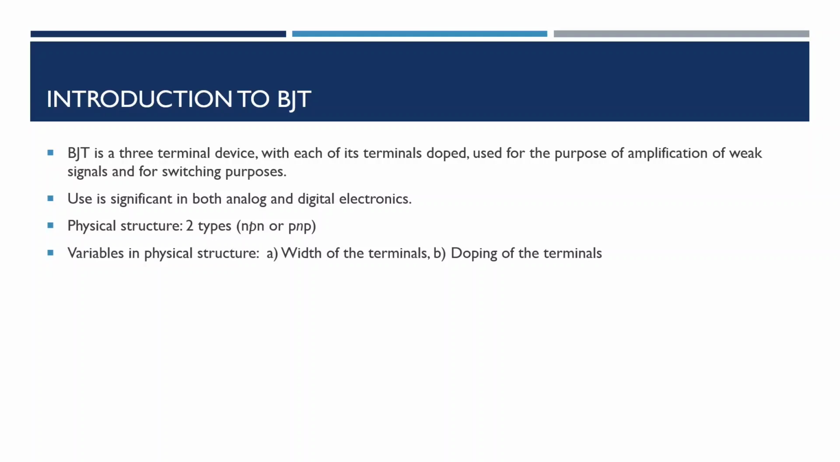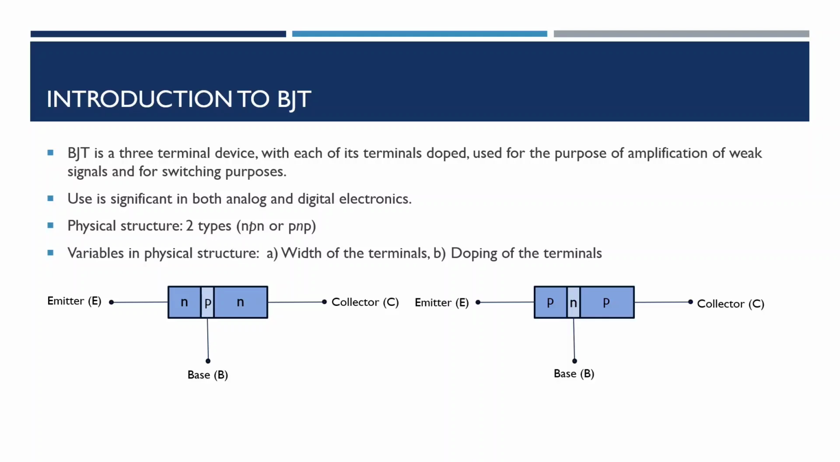Let us first look at the physical structure of a BJT. We may classify it as either an NPN structure or a PNP one, depending on the assembling of the N and P materials. The junctions in the device between the terminals have been specified as junction 1 and junction 2.